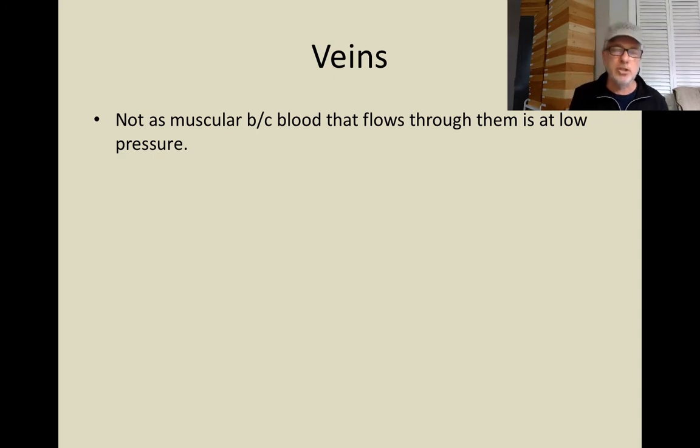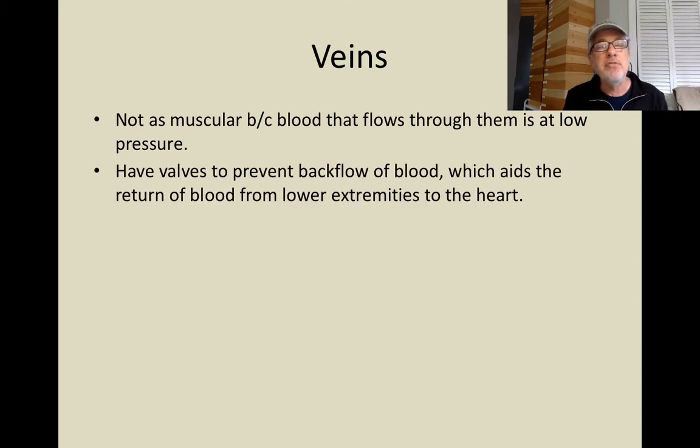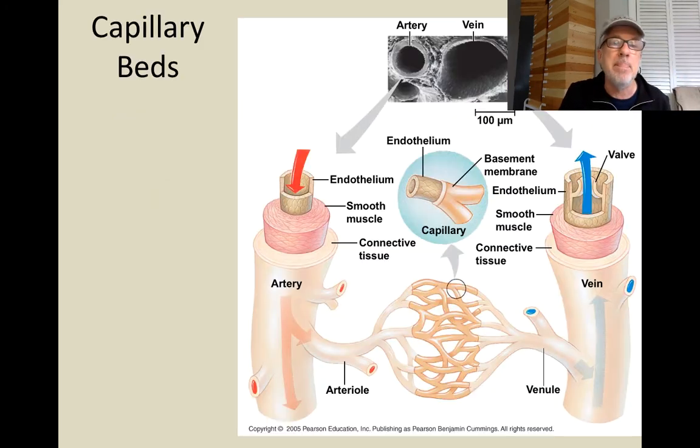Veins are not as muscular as arteries because blood that flows through them is at such low pressure, because it's just gone through a capillary bed, that they don't require the musculature of arteries. And in addition, they have valves in them to prevent backflow of blood. And this is particularly important in the lower extremities, because you can imagine how much pressure you would need to return blood up from your feet all the way back to your heart. So every time blood gains a little altitude in your leg, it can't flow backwards because the valves prevent the backflow.